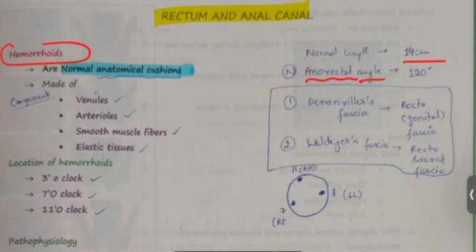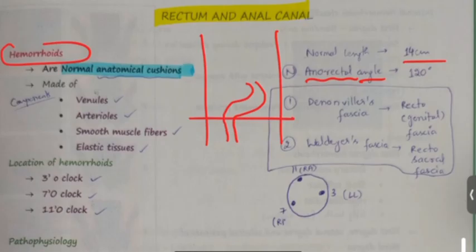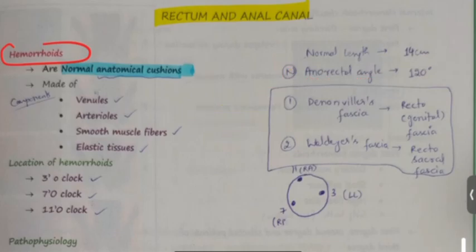So what I drew was in a cross section. If you see a person from sideways, so rectum, and then it is continuing as anal canal. So this angle is almost 120 degrees. Okay, yeah. And then we need to know about certain fascias, that is Denonvilliers' fascia is continuing as rectogenital fascia and Waldeyer's fascia is continuing as rectosacral fascia.